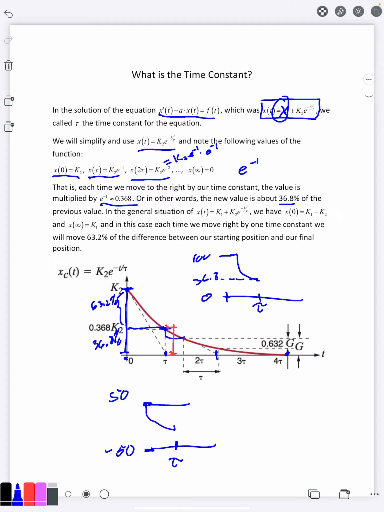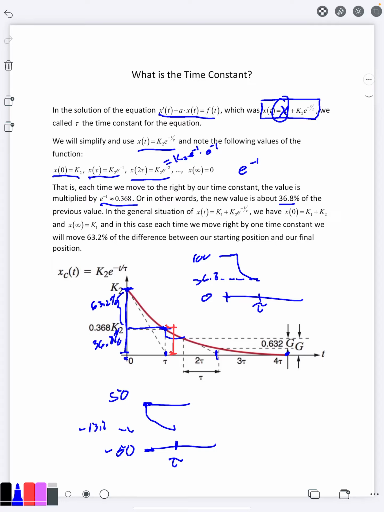If I go one time constant, I will have gone 63.2% of the way there. So 63% of the 100 total distance would be about 63, so we'd be at something like negative 13.2. So the way this is going to work is you look at where you are starting from, where you are going to, what's the total distance I need to get there along the y values, and every time constant you go right, you are going to achieve 63.2% of the current distance you need to get there.